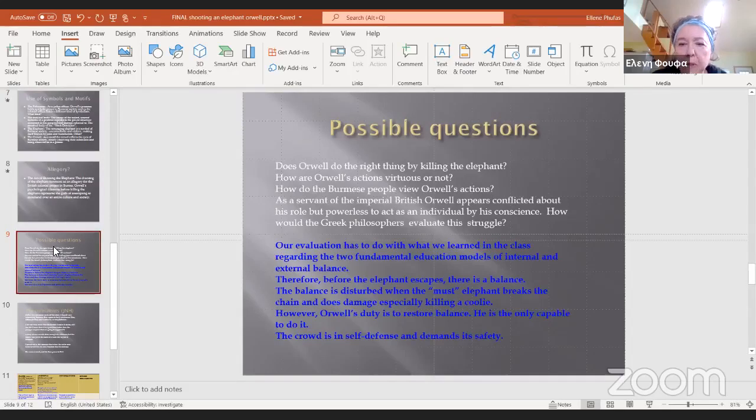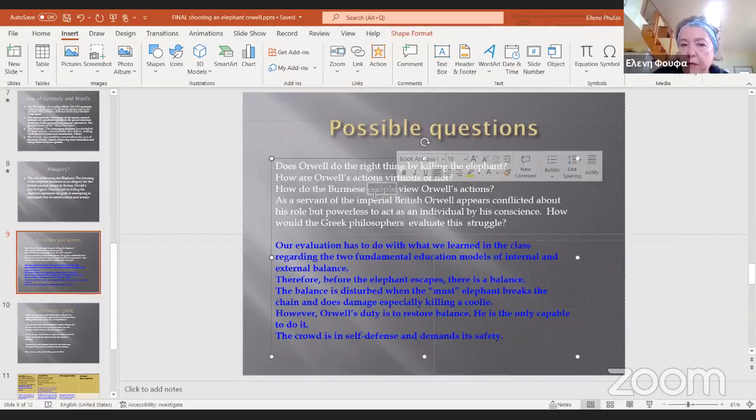I have some possible questions, but we can talk about these questions later. So does Orwell do the right thing by killing the elephant? How are Orwell's actions virtuous or not? How do the Burmese people view his actions? I think we see that their first reaction to the dead elephant is simply to dismember it for food. So in that sense, they're very grateful.